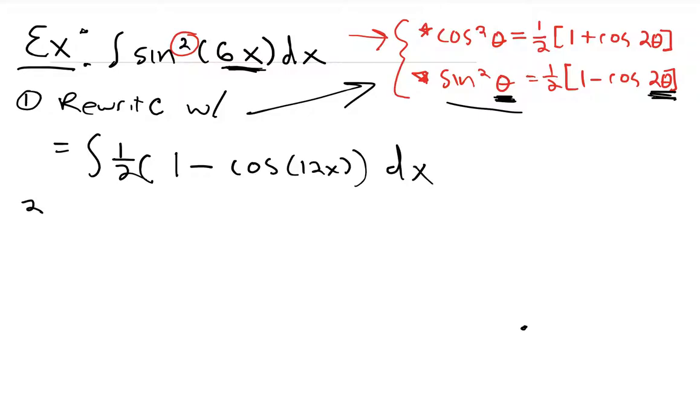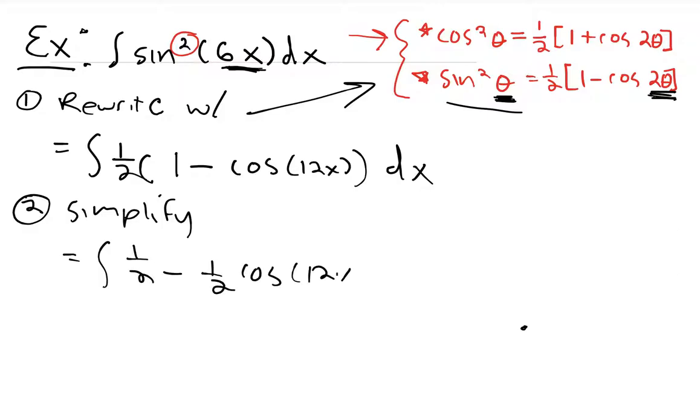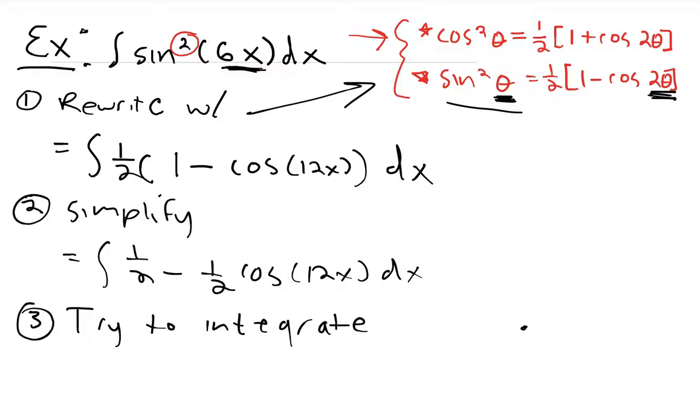At this point, I've got my identity written. I need to see about simplifying. The only thing I can really do here is distribute that half through. And at this point, I basically get to try to integrate. See if we can do it. If we can, great. If we can't, see if we need trick 1 or trick 2.